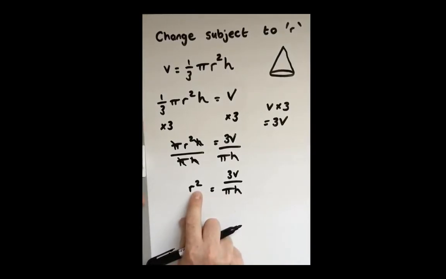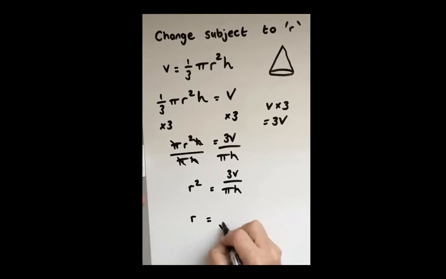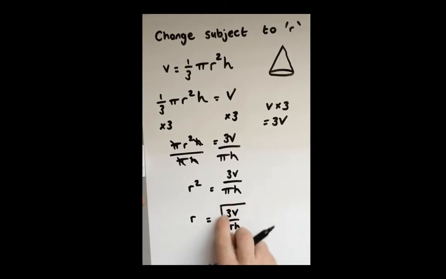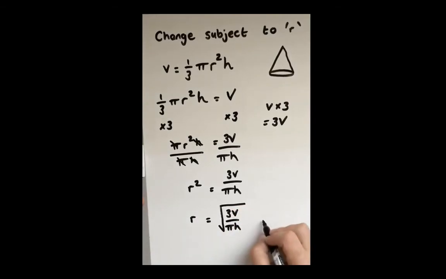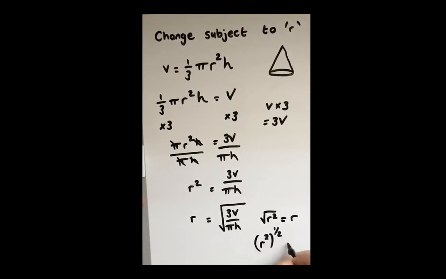Inverse operation of squaring is square root. The square root of a square cancel each other out, so 3v dividing by pi and h. So there you have it. Make sure that square root is all over that. We don't want any bad form. Square root of a square number, they are inverse operations, and in the same way, the square root is exponent a half, and again that would cancel each other out.